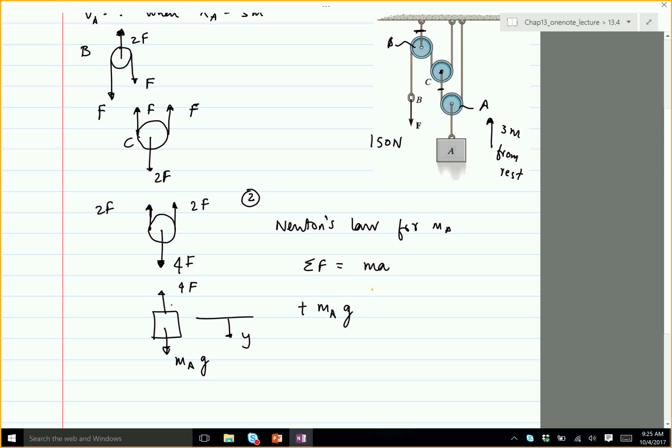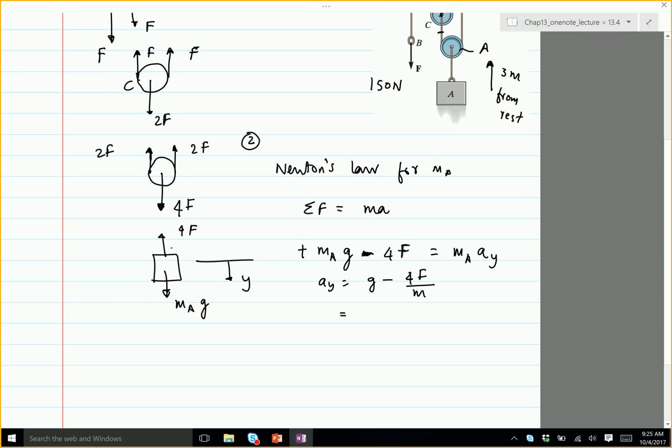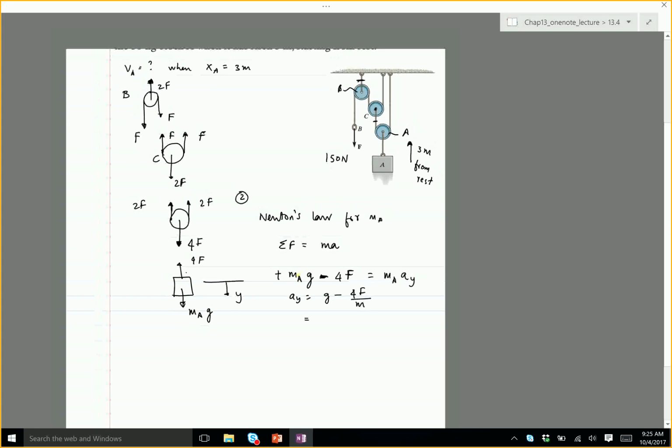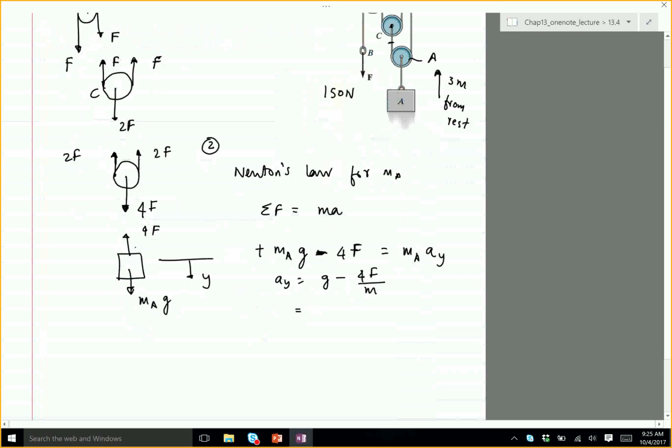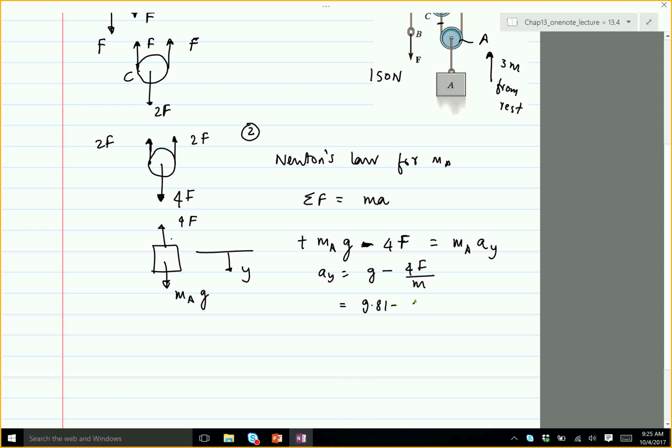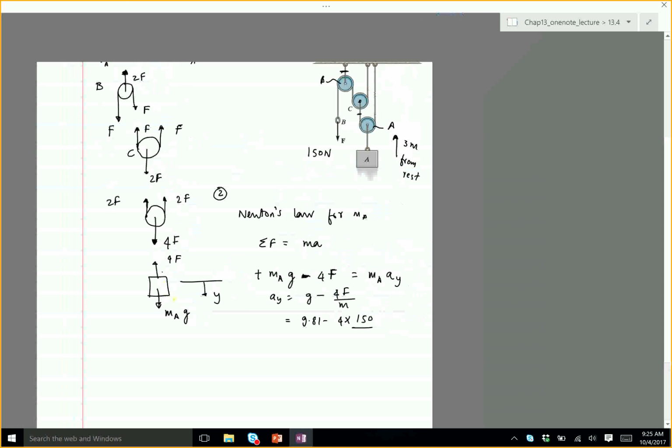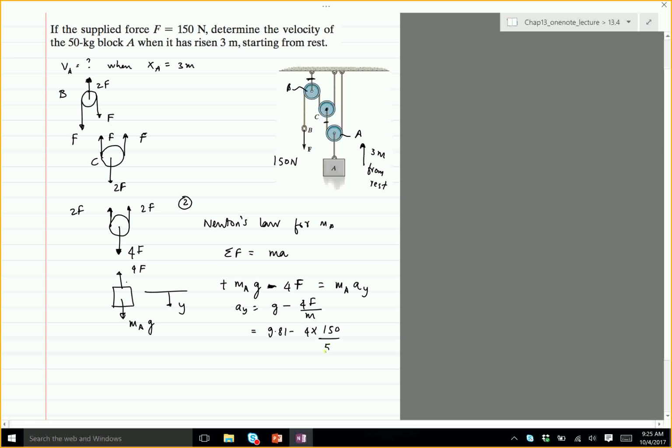Downwards is positive for me, minus 4f equals mass times acceleration in the y direction. So ay is g minus 4f divided by m. This is in SI units. So g is 9.81, f is 150, and mass m is 50.